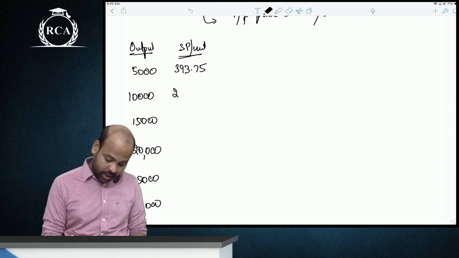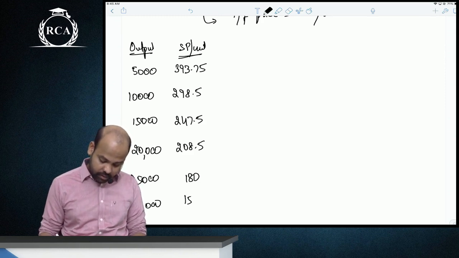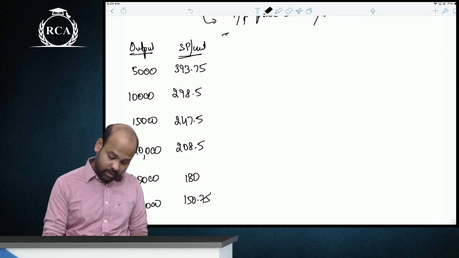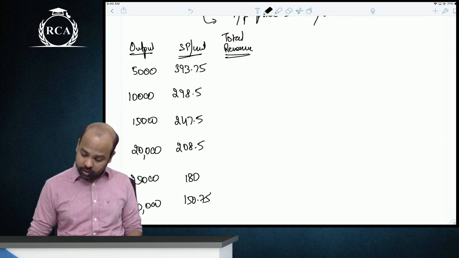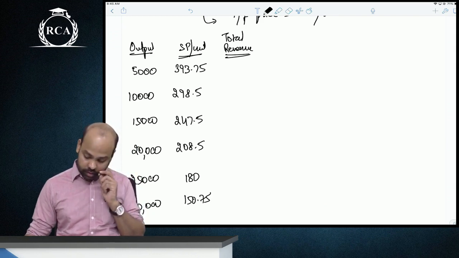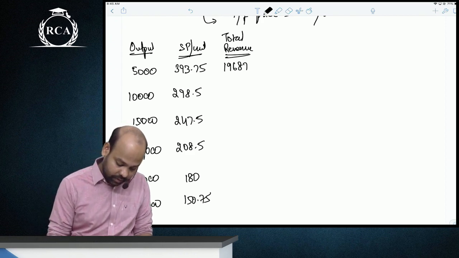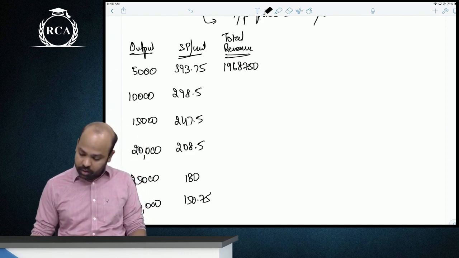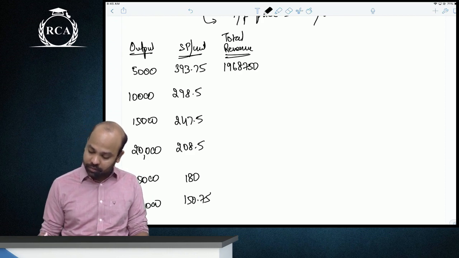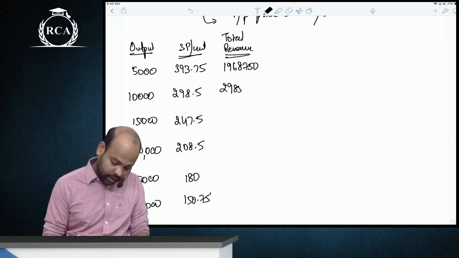393.75, 298.5, 247.5, 208.5, 180, 150.75. Our total revenue would be 5,000 into 393.75, which is 19,68,750. 10,000 into 298.5 is 29,85,000.